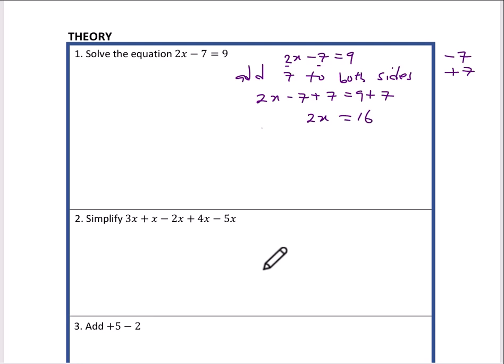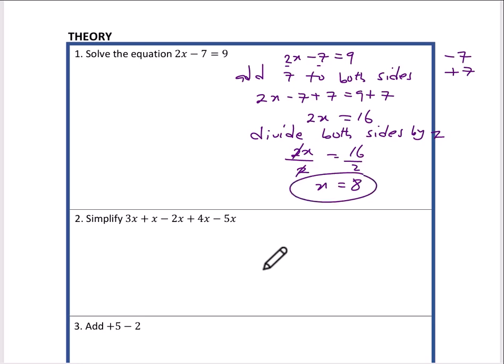So from this point, we divide both sides by 2. Now remember, this is theory section. You have to write down every one of your steps, so that helps you to earn your complete mark. Okay, so 2x over 2 is equal to 16 over 2, the 2s cancel out, and then x is equal to 16 divided by 2 is 8. So our answer is 8.